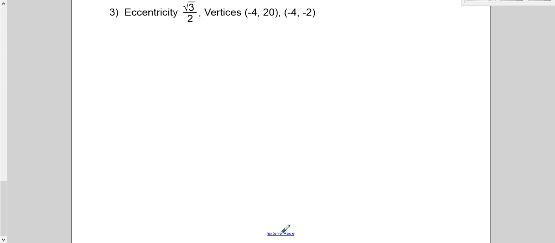And let's look at number 3, our last example here. If we've got an eccentricity of the square root of 3 over 2, that's the ratio that we have to remember. So here's the square root of 3 over 2, that's our possible c and a. Our vertices go from negative 4, 20 to negative 4, negative 2. So the negative 4 is h because it did not change. And this is a vertical ellipse.